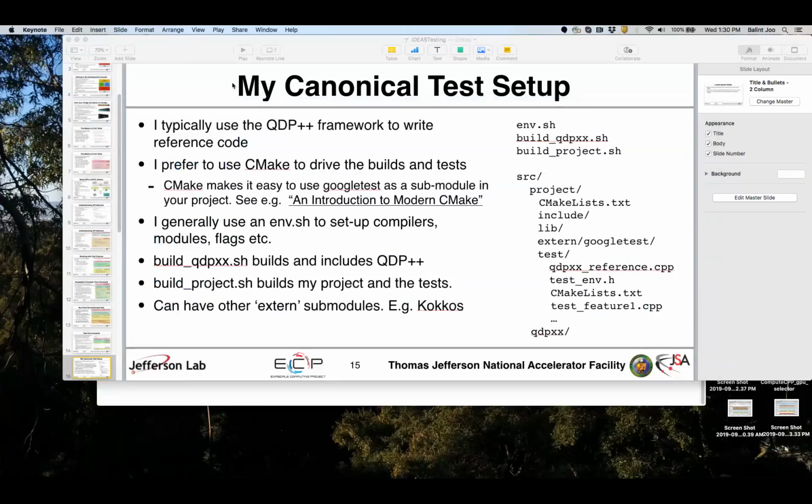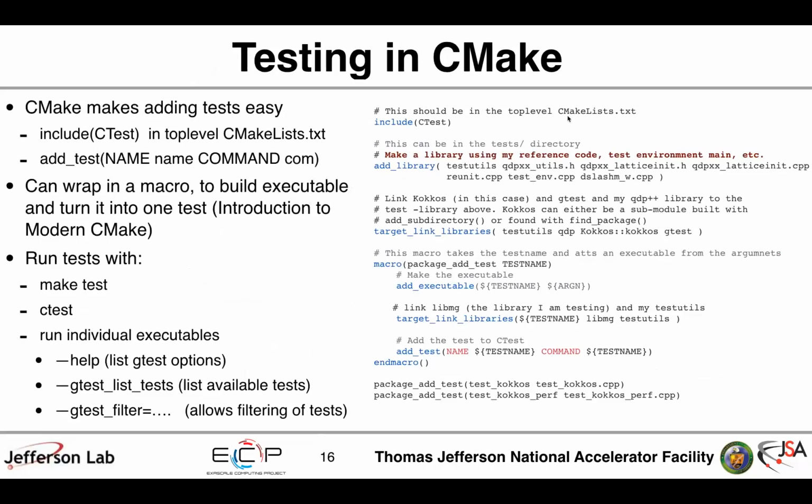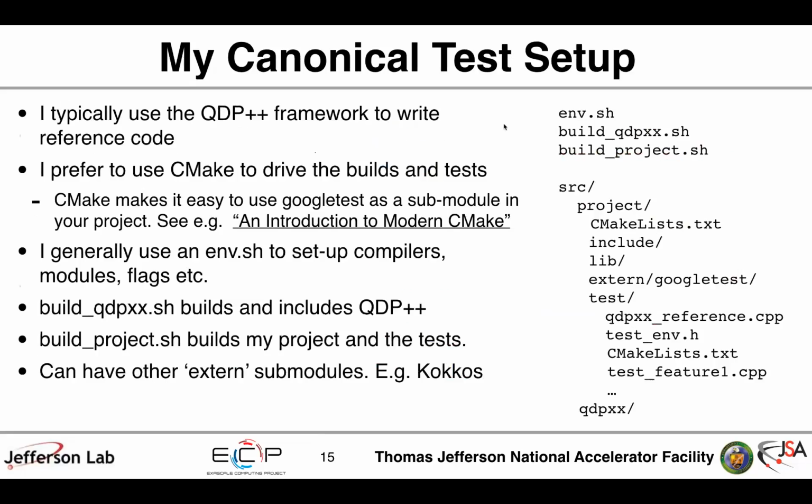So, going back to the talk. Of course, if you were working with Kokkos, you can also add Kokkos as a submodule in the external directory and so on. The env.sh shell script I use primarily to set up my environment, load any modules, and define any compiler flags. Then I have two scripts, build QDP++ and build project, which will basically run CMake followed by make for the project as needed.